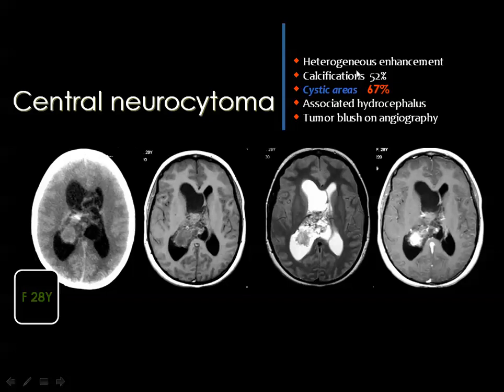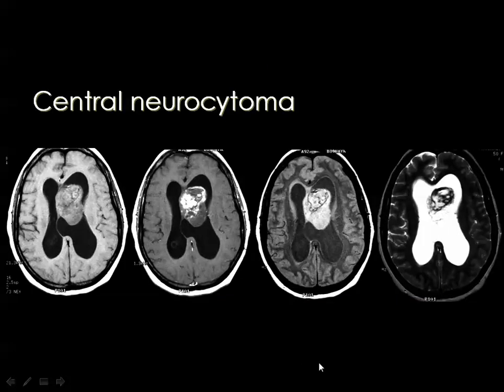The tumor will show heterogeneous enhancement. It has a high incidence of calcification and a very high incidence of cystic changes. And whenever you see a tumor inside the ventricle in a young adult patient with cystic changes within the tumor itself, then you think of this particular type of the tumor, which is a central neurocytoma.